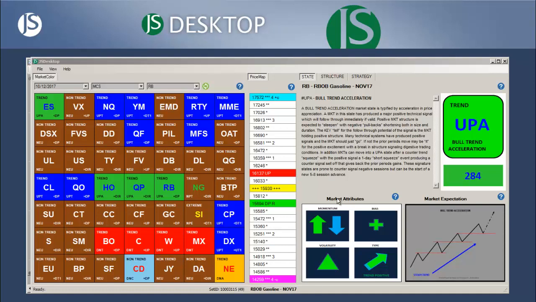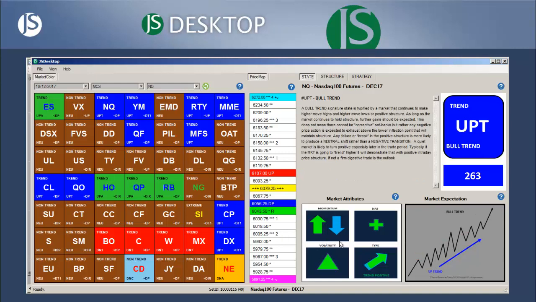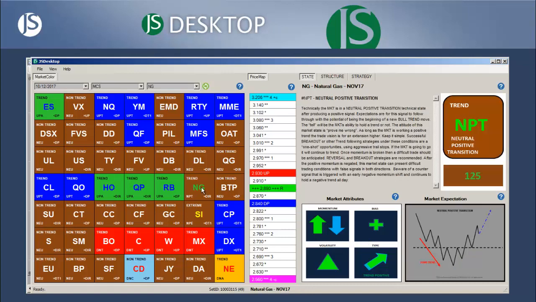As I mentioned before, the attributes are more general, so other market states are going to have similar attributes. A regular bull trend is going to have identical attributes. A market that's in a neutral positive transition is going to have similar attributes, but it's a little different. This is a market that's in transition. The expectations are for this positive signal to follow through with the potential to be the beginning of a new bull trend move. And the tell is the market's ability to hold structure or not.